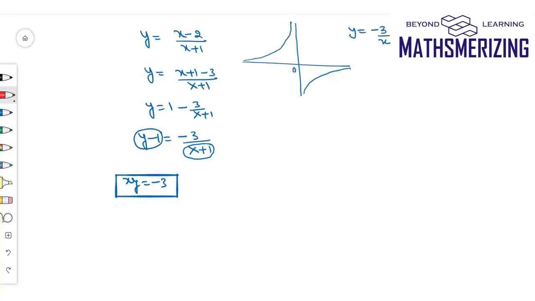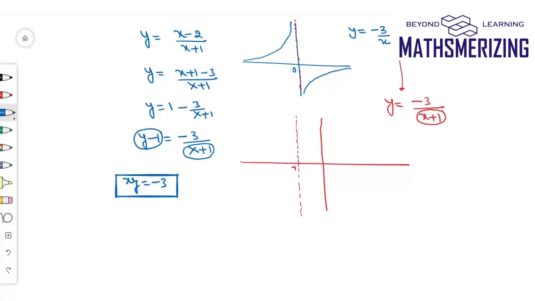Now from this graph, I'll first draw the graph of y equals minus 3 upon x plus 1. So it's a transformation of x. So I'll shift the entire graph minus 1 unit along x-axis. So previously the asymptote which was at 0, now this asymptote will be at minus 1. So if I draw this asymptote, that's the graph of y equals minus 3 upon x plus 1.